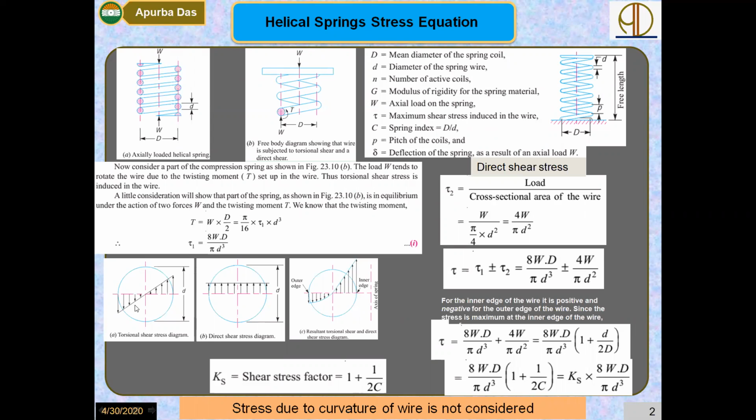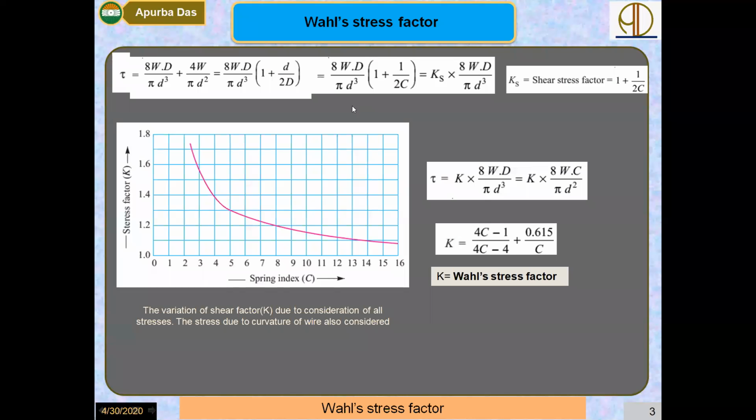And here we can see that the torsional shear stress at the inner edge is positive and at the outer edge it is negative. So at the inner edge, the maximum shear stress will be the summation of tau 1 plus tau 2. Tau 1 is the shear stress due to torsion, tau 2 is the direct shear stress. And here we have neglected the stress due to the curvature of the wire.